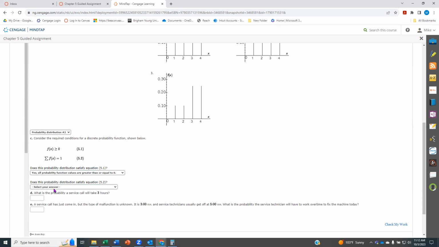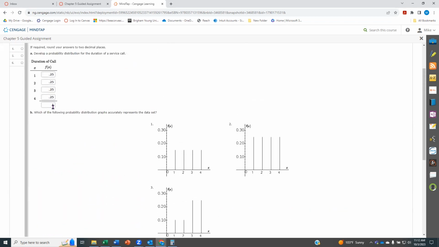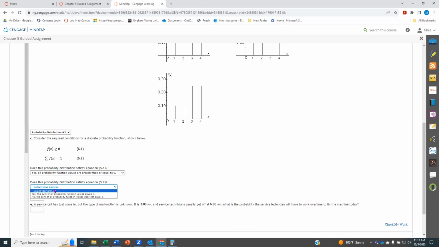The second one, 5.2, is that the sum of f of x is equal to 1. So if we look at the sum where we added them all up, it is equal to 1. So we'll say yes, it also satisfies that. So we've got a discrete probability distribution.